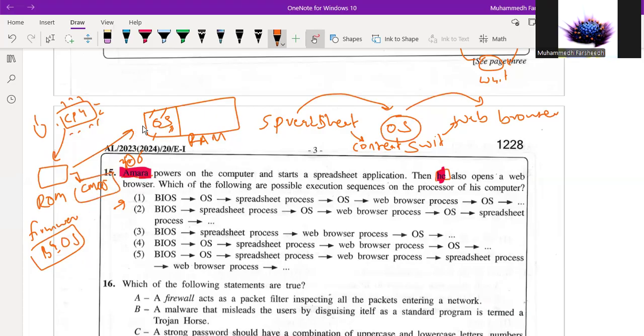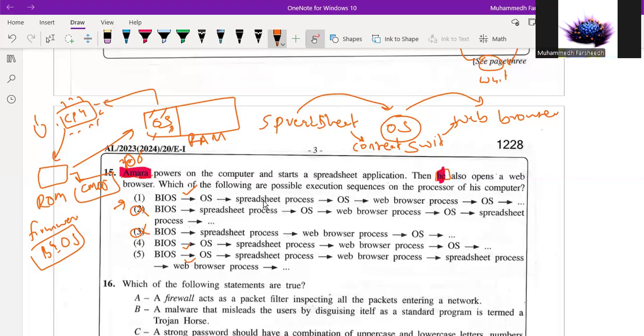Okay. It loads the operating system. Then the CPU runs the operating system's instructions. So first thing first, it always goes from BIOS to OS. So that is correct. Here it's correct. Here it's correct. Here it's correct. So these are the wrong answers. They get eliminated at the beginning.